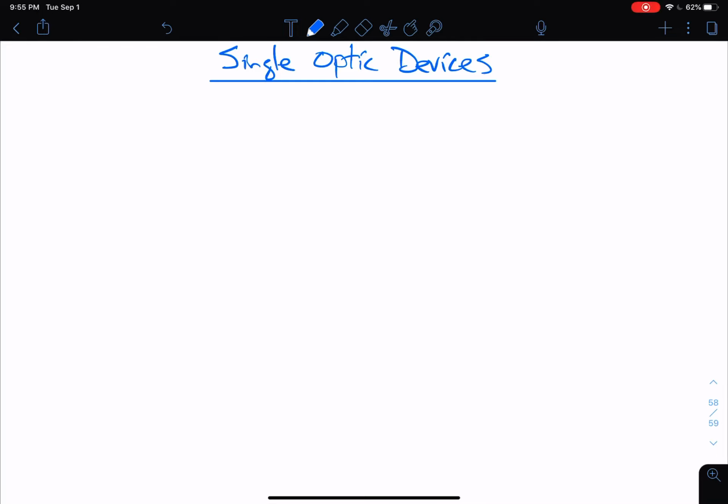Let's talk about single optic devices, and I want to emphasize single so as not to be confused with devices that have more than one optic, such as a telescope or a microscope. We'll talk about those in a later unit. Right now, we're focused on single optic devices, such as a magnifying glass.